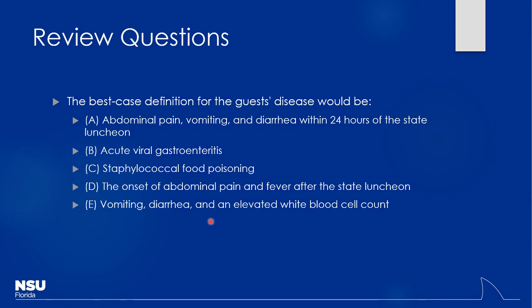So looking at the best case definition for the disease here, what would we say? Would you say just abdominal pain, vomiting, and diarrhea within 24 hours of the state luncheon, acute viral gastroenteritis, staphylococcal food poisoning, onset of abdominal pain and fever after the luncheon, vomiting, diarrhea, and elevated white cell count?